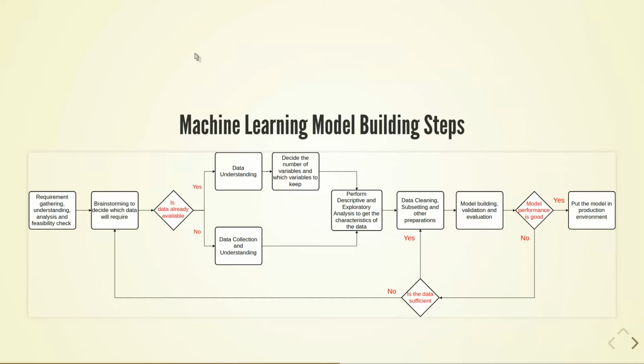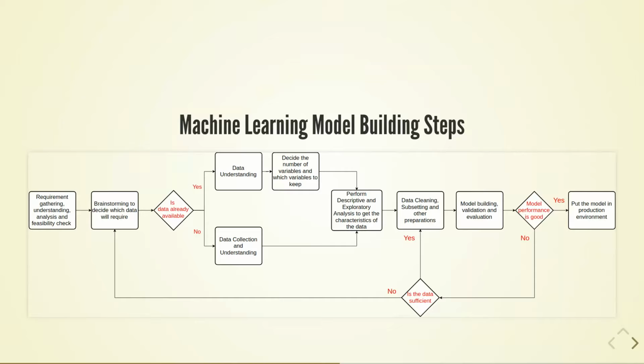Second step is to decide which kind of data will be required, such as how many variables will be required, what the data type of different variables will be, and then, according to the data, which machine learning techniques can be used. Third step is to confirm if the data is already available with the required variables and the required minimum number of observations or not.